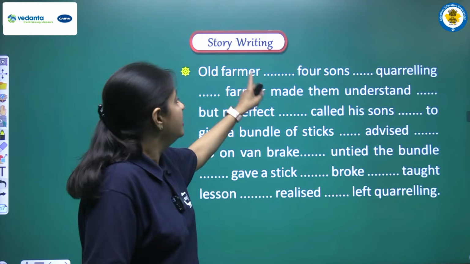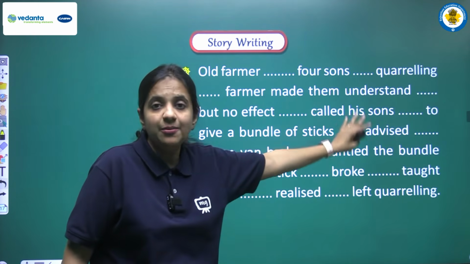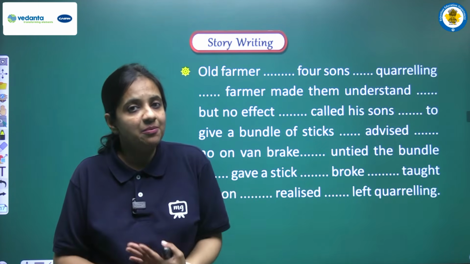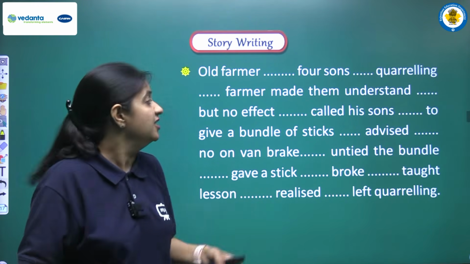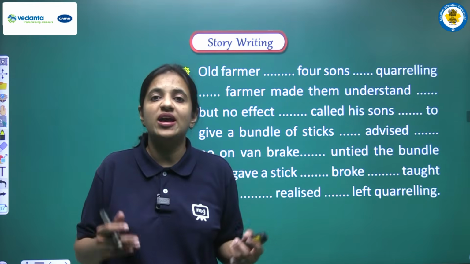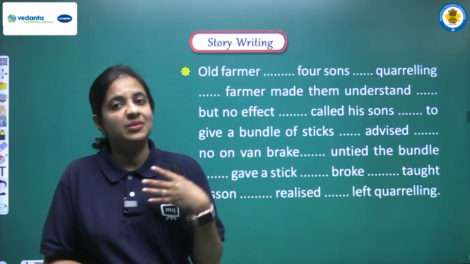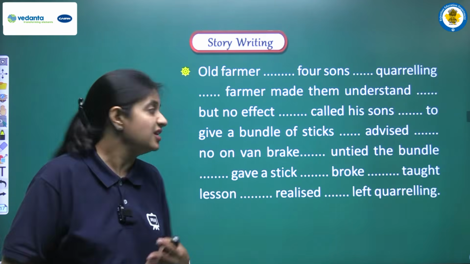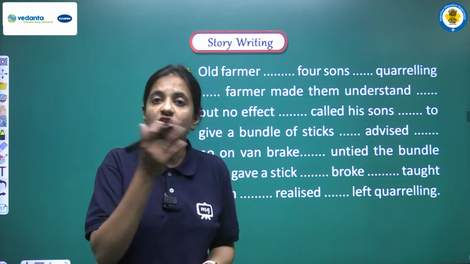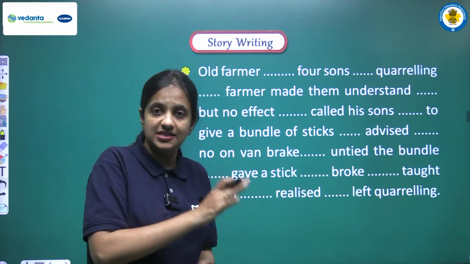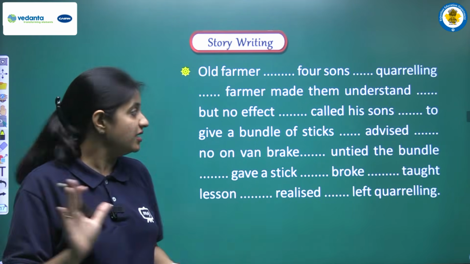The farmer tried to make them understand that it's a very bad habit, but his sons never listened to their father. So now the farmer was very disappointed and very sad because of this habit. When he realized that his advice had no effect on his sons, he finally had an idea.